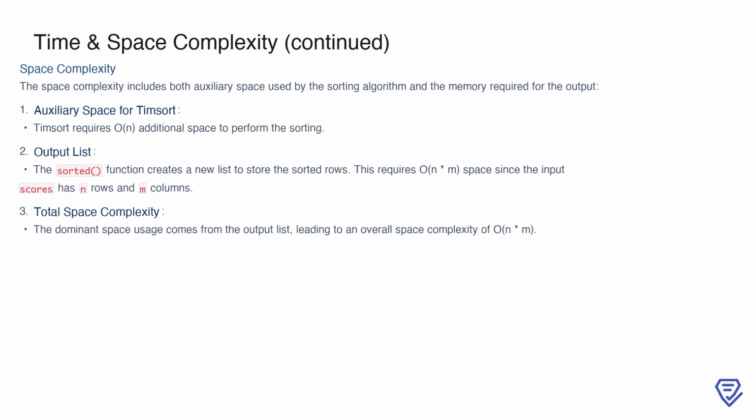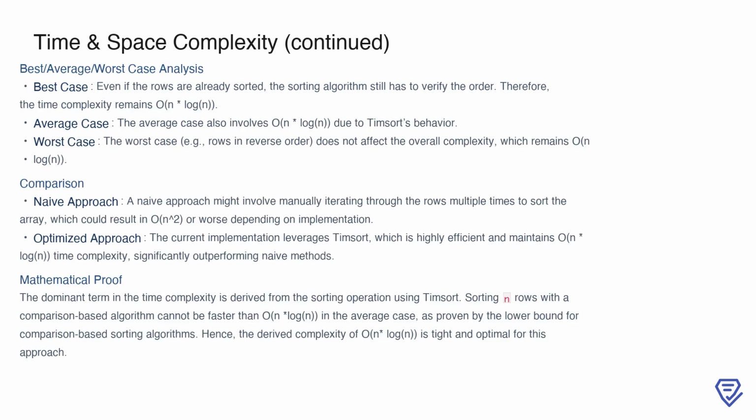When we combine these, the dominant factor in space usage is the output list, which leads to an overall space complexity of O(n*m). This is because the auxiliary space for timsort, O(n), is relatively small in comparison to the space needed for the sorted output. Now let's consider the best, average, and worst-case scenarios for the time complexity.